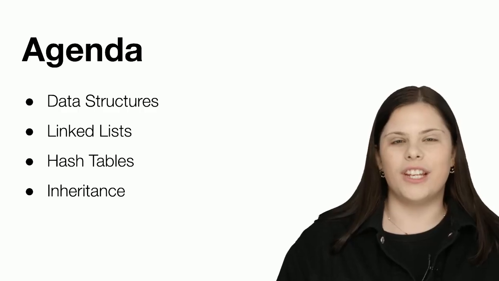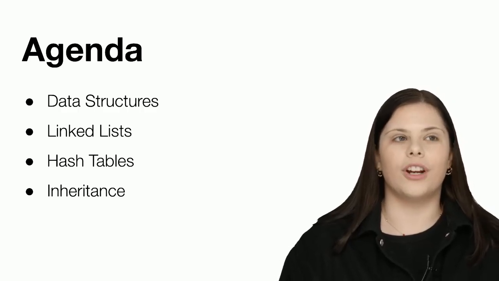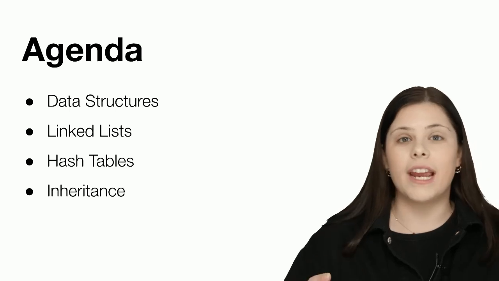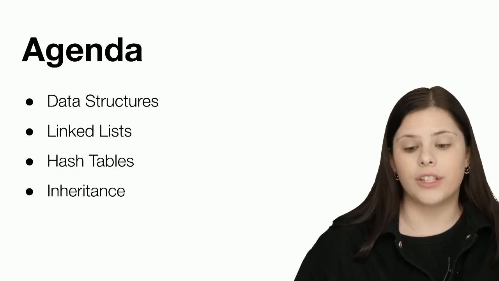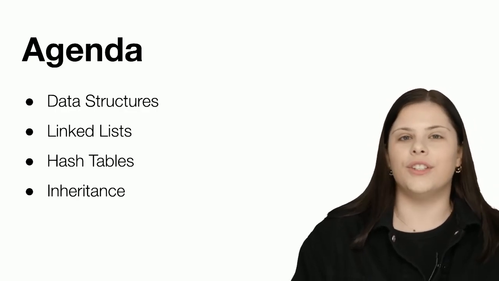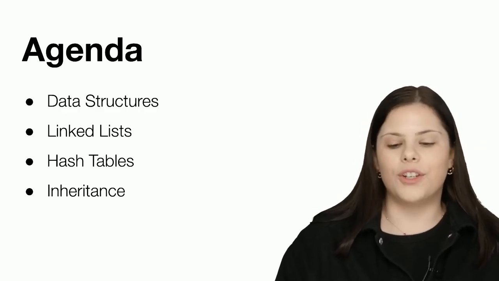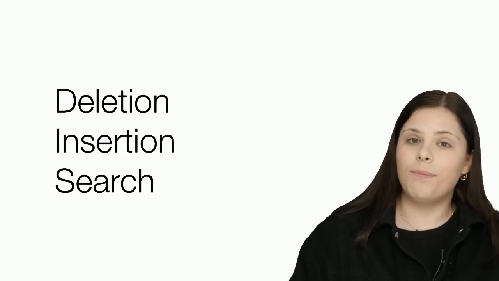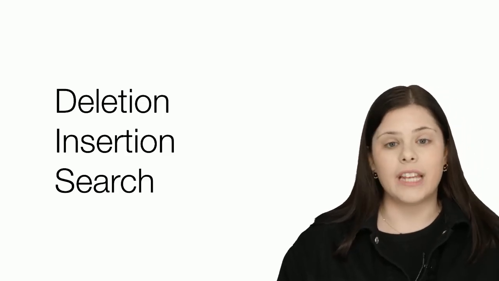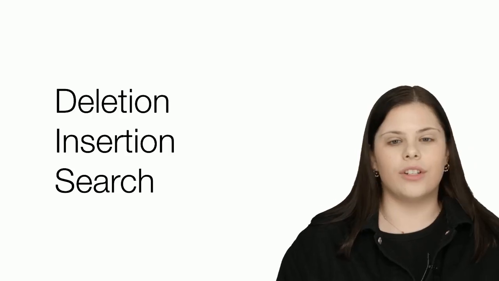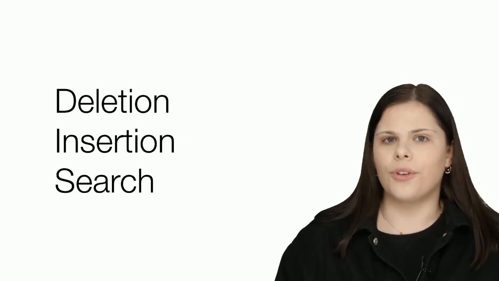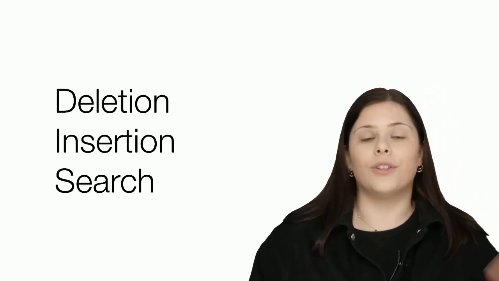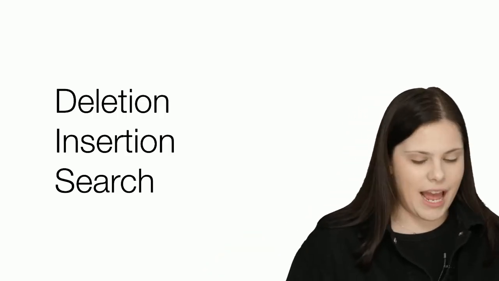Well, let's talk about data structures first, right? We've covered variables, we've covered arrays, which is really our basis for all these data structures that we're talking about today. But what kind of operations can you do with them? Why should we use data structures? Well, some of the basics that we will see today are deletion, insertion, and search. Some of the basic things that you can do even with arrays, and now that we're leveling up, we're graduating to linked lists and hash tables.